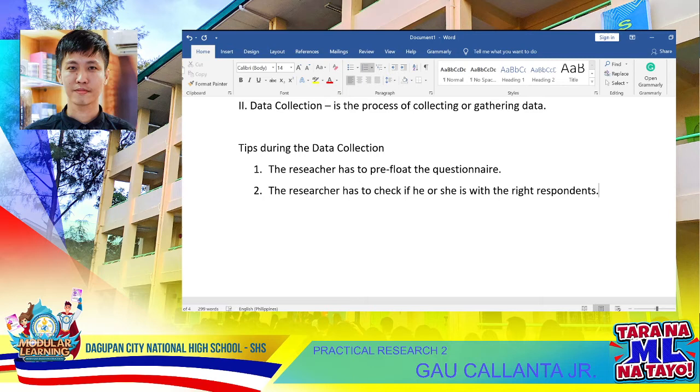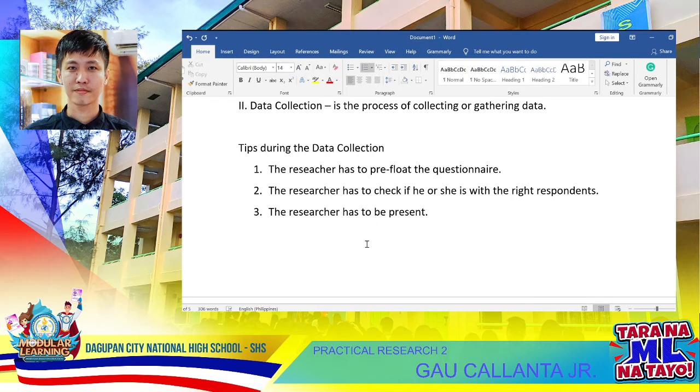Now, the third one is that during the collecting process, or the answering stage, the researcher has to be present. Some researchers would just ask the teacher in charge or someone in charge there to do the floating. That is not advisable. That would also give an invalid result.